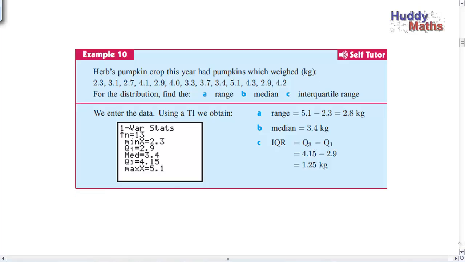Here's another example. Pumpkin crop. Now, this is more continuous data. That was discrete data back there. Find the distribution, find the range, the median, the interquartile range. So okay, this is on the calculator now.